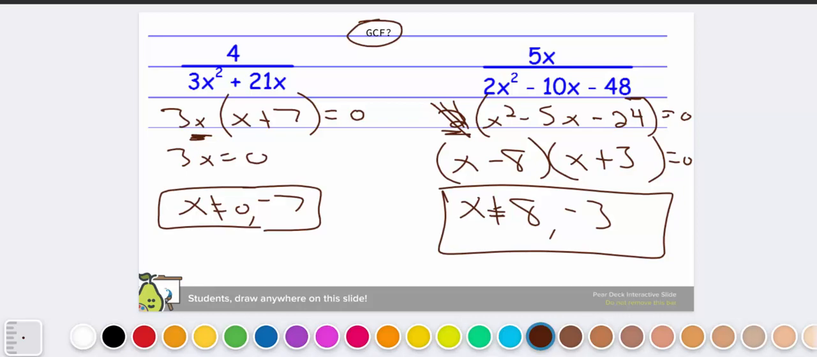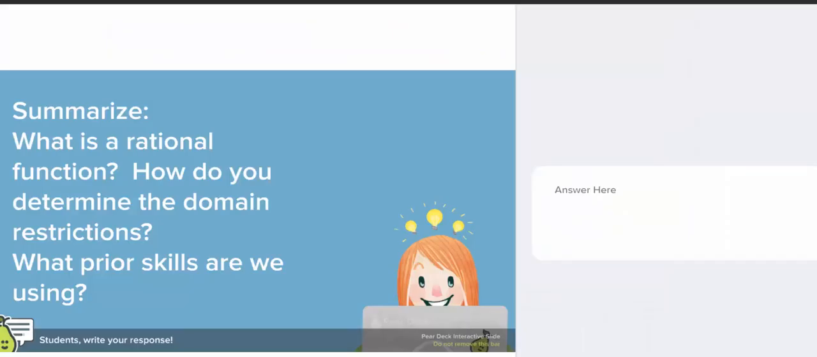Yeah, so that's how we find domain restrictions. Alright, so you want to make sure you go back and just think about what's going on here. So what's a rational function? How do we know it's a rational function? How do we find the domain restrictions?